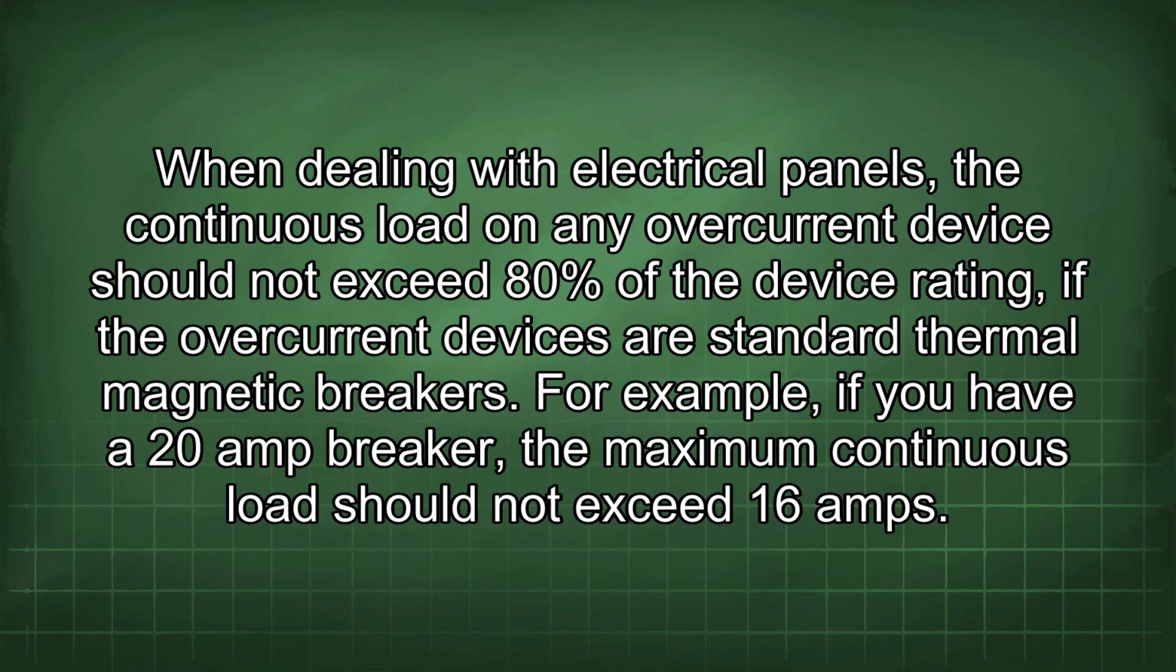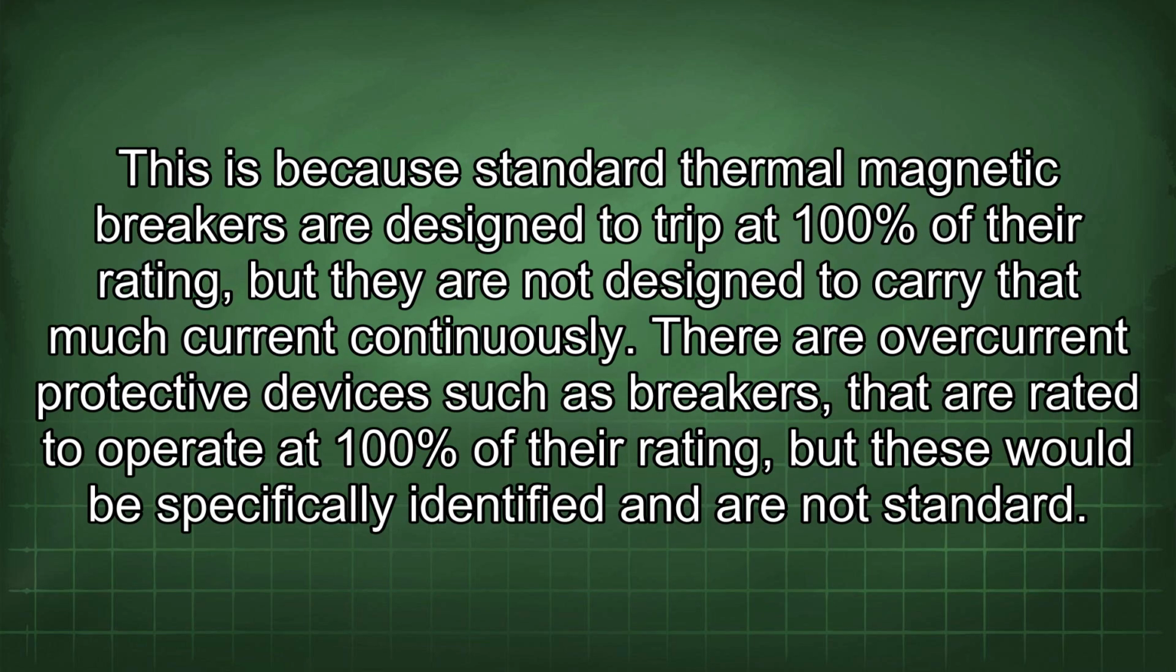When dealing with electrical panels, the continuous load on any overcurrent device should not exceed 80% of the device rating if the overcurrent devices are standard thermal-magnetic breakers. For example, if you have a 20 amp breaker, the maximum continuous load should not exceed 16 amps. This is because standard thermal-magnetic breakers are designed to trip at 100% of their rating, but they are not designed to carry that much current continuously. There are overcurrent protective devices such as breakers that are rated to operate at 100% of their rating, but these would be specifically identified and are not standard.